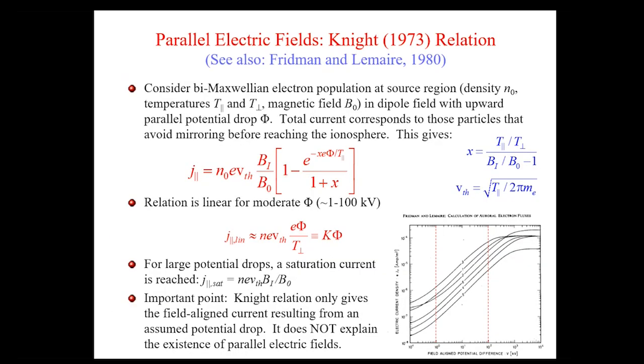All right, moving to the quasi-static parallel electric field, we've talked already about the Knight relationship, which gives a relationship between the total potential drop and the field-aligned current. The one point I wanted to emphasize in this case is that I do not think it's correct to say that the Knight relation is the reason why we have parallel electric fields. When you actually calculate the Knight relation, you assume that there's a potential drop, and you look at the particle trajectories through that potential drop to get the amount of current that's flowing.